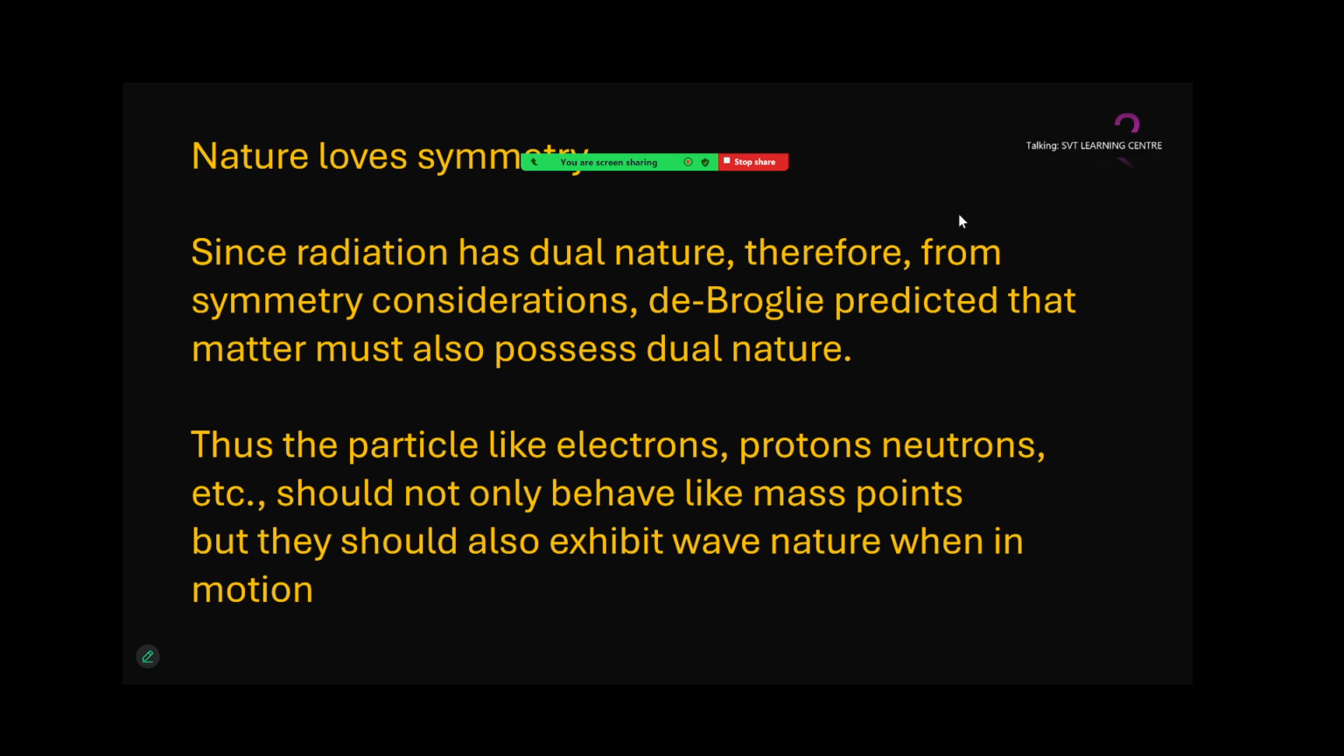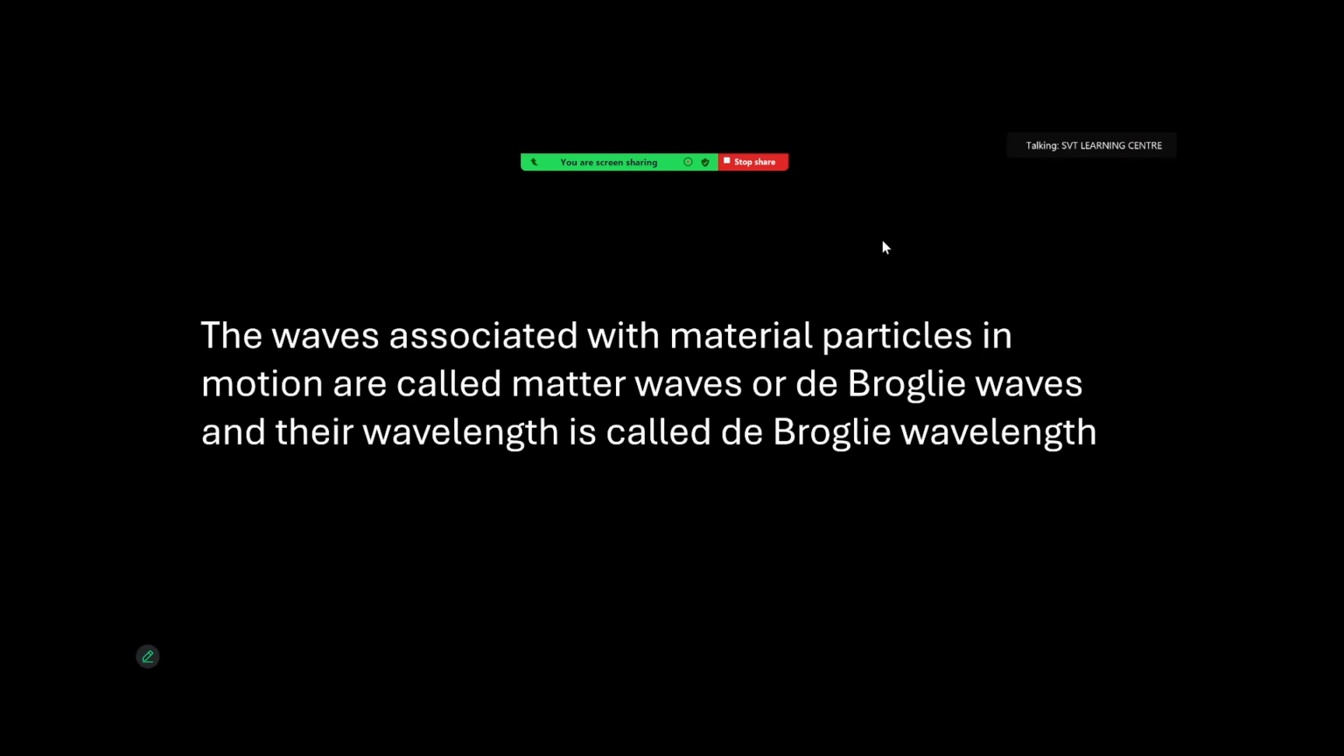Now nature allows symmetry. Since radiation has dual nature, therefore from symmetry consideration, de Broglie predicted that matter must also possess dual nature. Thus particles like electrons, proton, neutron etc. should not only behave like mass, that means they should have mass and momentum, they should also exhibit wave nature, that means they should have wavelength, or a wave property associated with them.